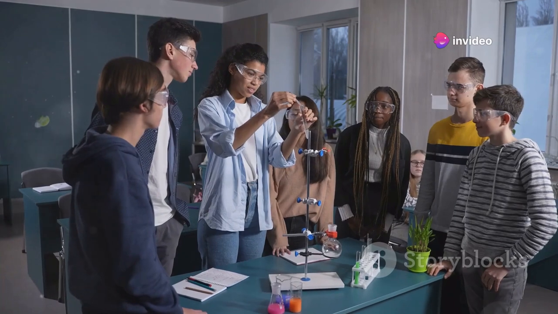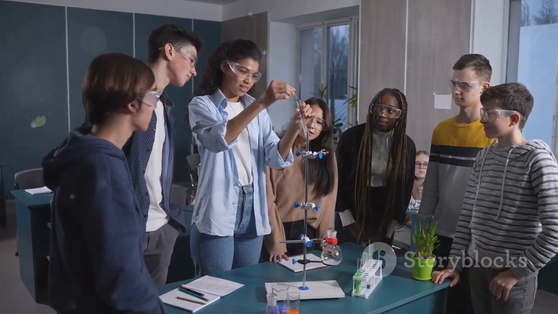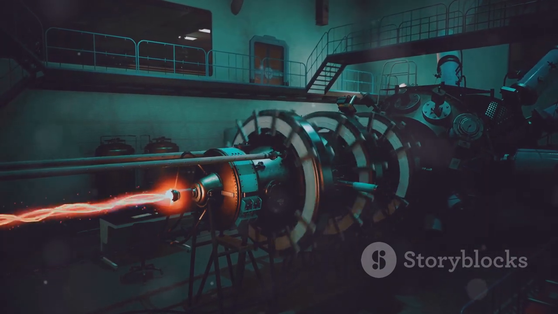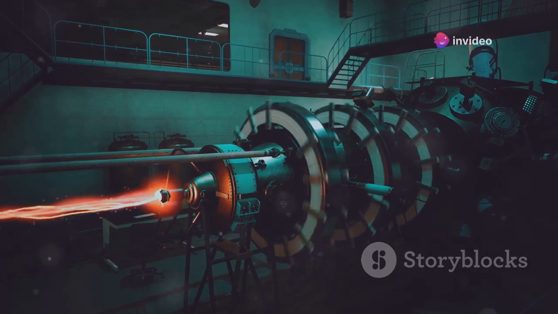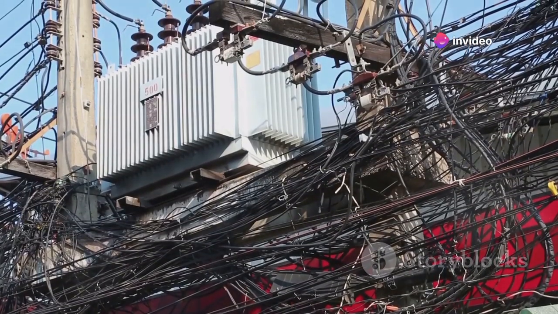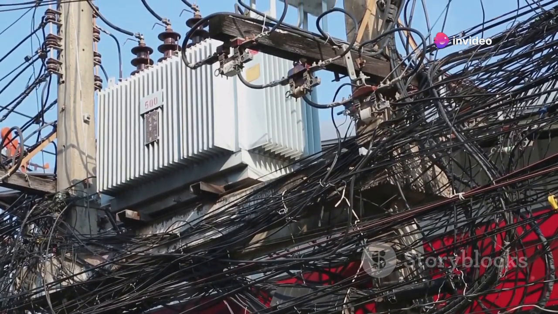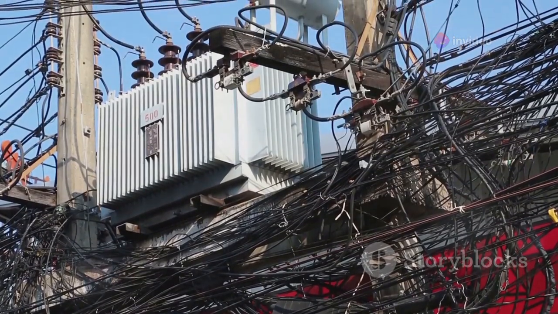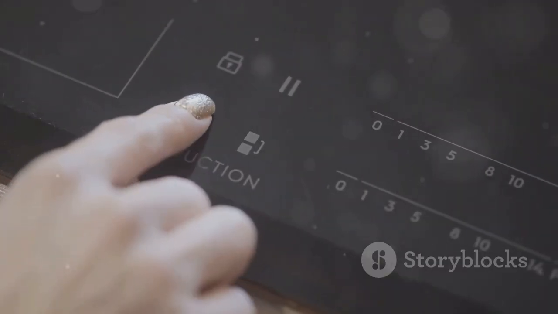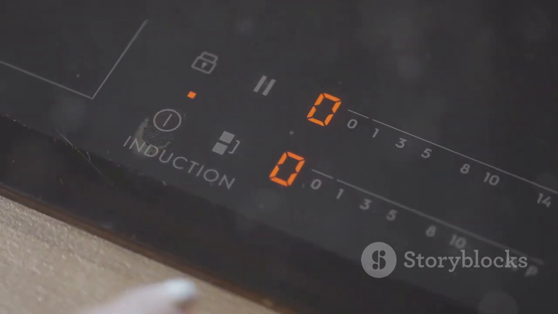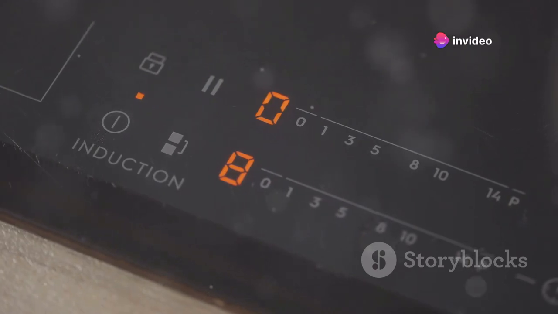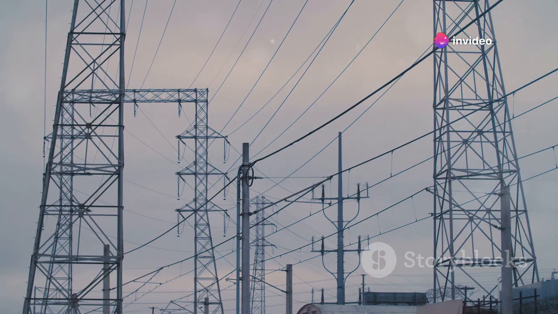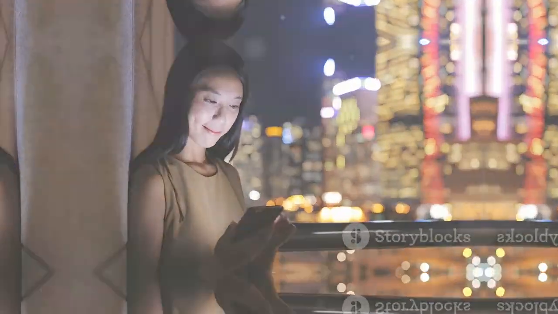Now let's explore some real-world applications of these principles. Generators, for instance, convert mechanical energy into electrical energy using electromagnetic induction. Transformers, on the other hand, transfer electrical energy between circuits through inductively coupled conductors. And then there are induction cooktops, which heat pots and pans directly through electromagnetic fields, offering a more efficient cooking method. These are just a few examples of how electromagnetic induction is utilized in our daily lives.